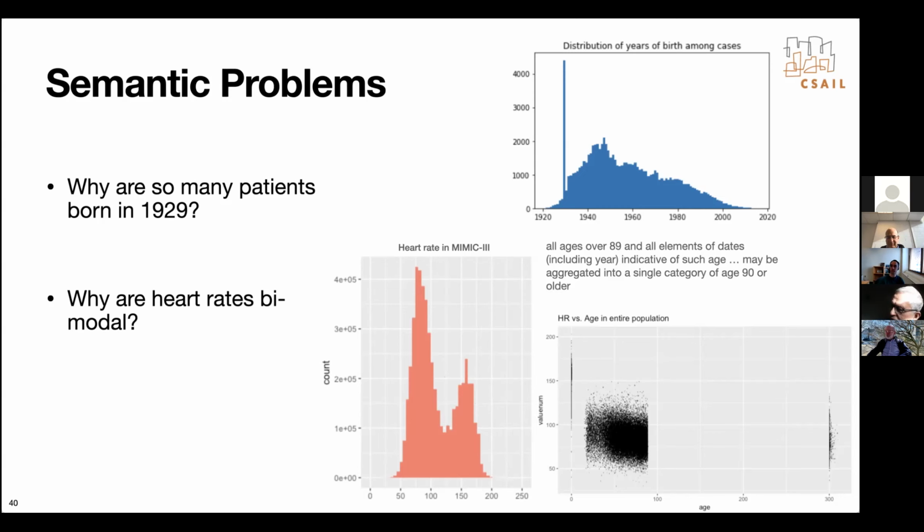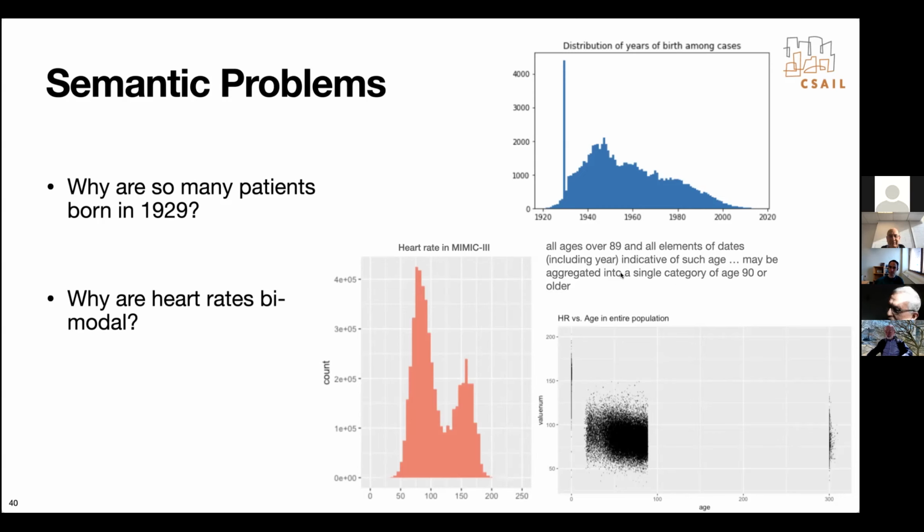Why are there 300-year-old people in this database? Well, the Beth Israel takes really good care of its patients and they live to be 300. No, actually what happens is that their way of dealing with this HIPAA regulation is that once you reach age 90, you're declared to be 300 years old. And so that's just a coding artifact that is their way of dealing with the HIPAA regulation.